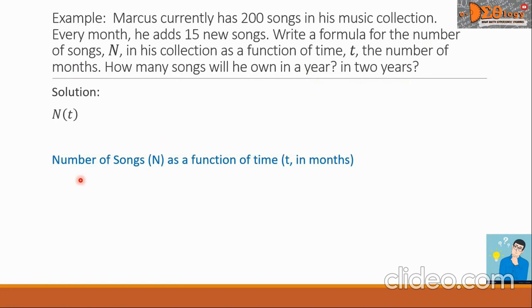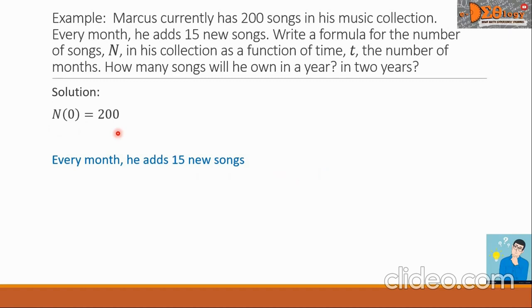First, let us write the number of songs, denoted by capital N, as a function of time t. And this t is in months. So we write N of t. Now, it is stated that currently Marcus has 200 songs. Thus, the time is 0. So t equals 0. So we write here N of 0 equals 200.